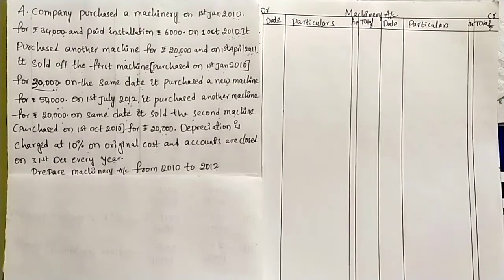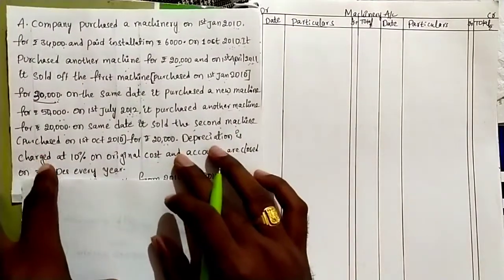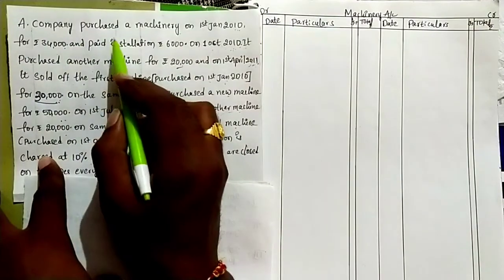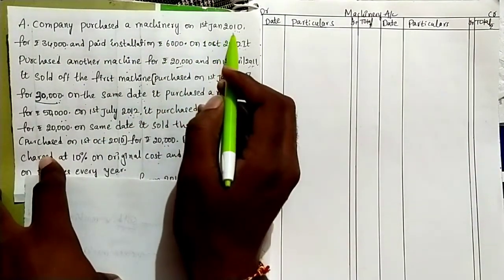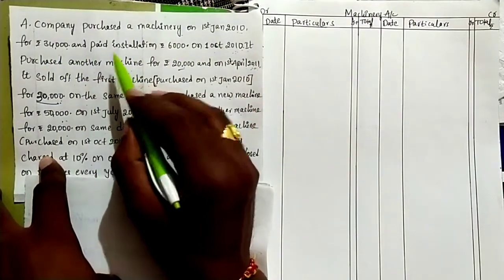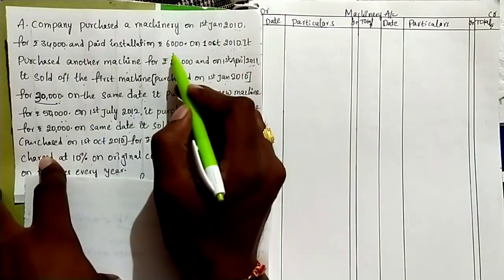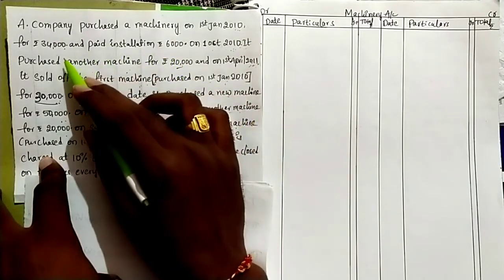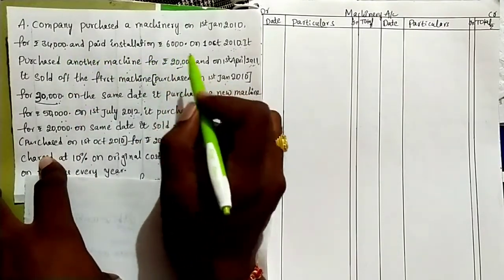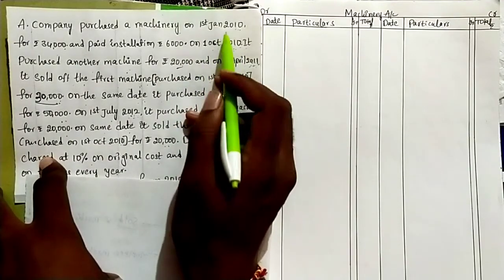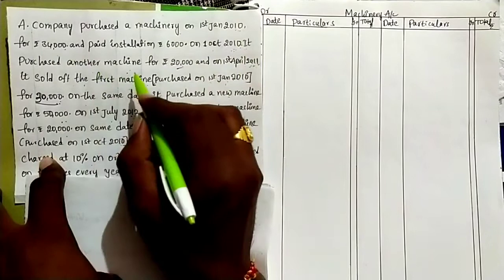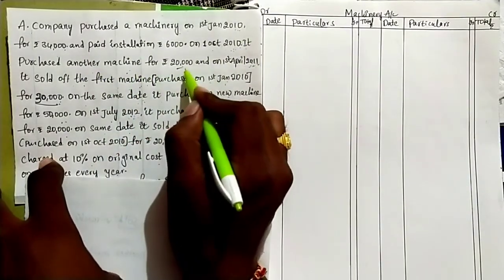Okay, today I am going to discuss another depreciation problem. See this problem. A company purchased a machinery on 1st January 2010 for 34,000 and paid installation 6,000 rupees. Total cost of machinery is 34 plus 6, 40,000 rupees. On 1st October 2010, same year, it purchased another machine for 20,000.